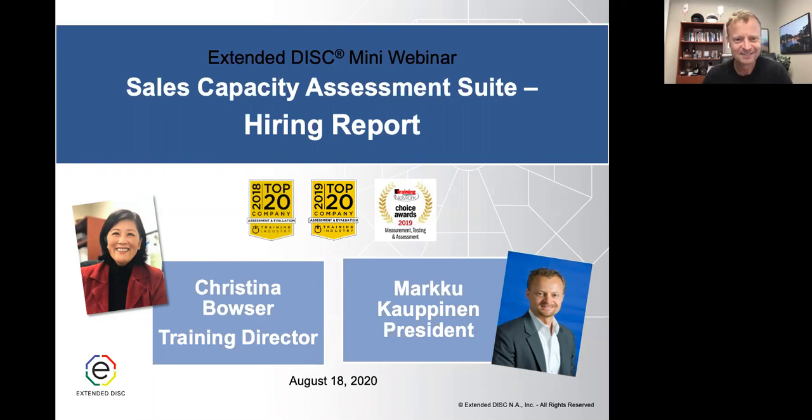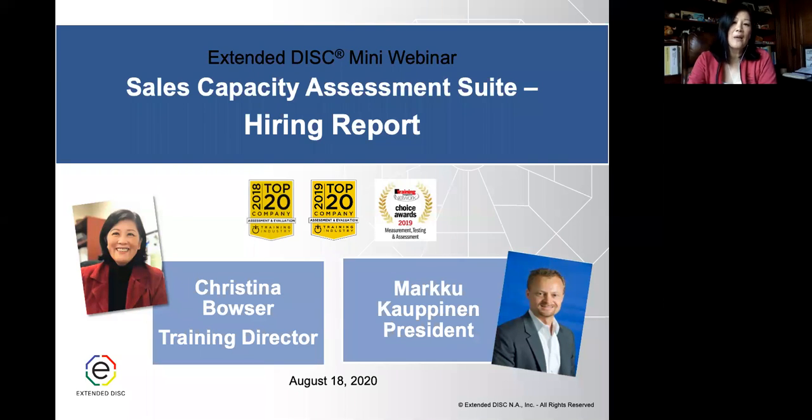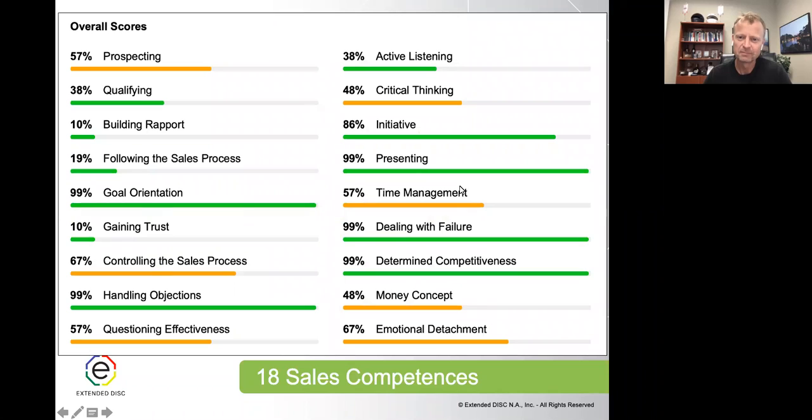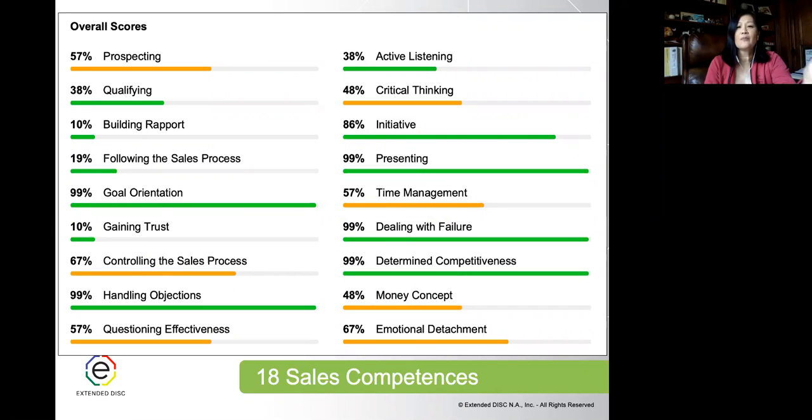Okay, so let's go ahead and talk about the sales capacity assessment, which you'll hear us from here on out try to say SCA, just for short, the hiring report. That's right. So tell us a little bit about the hiring report. How is it different or similar to any of the other reports that are available?